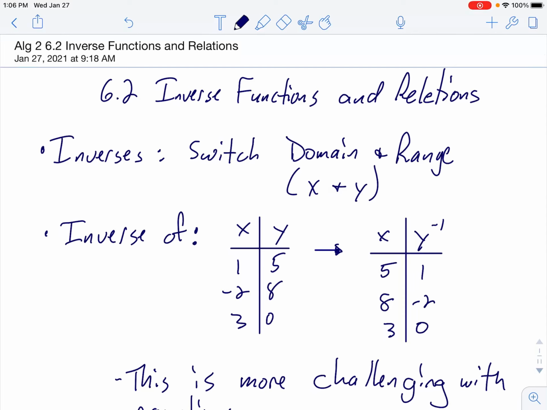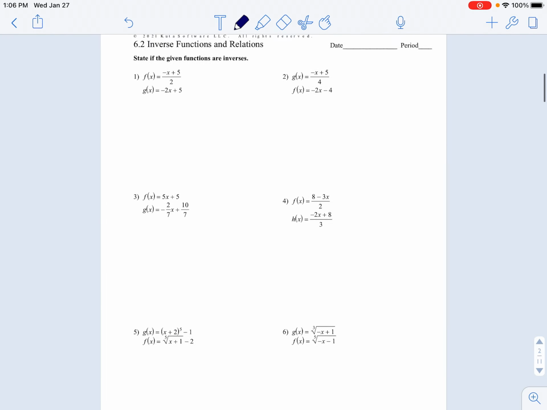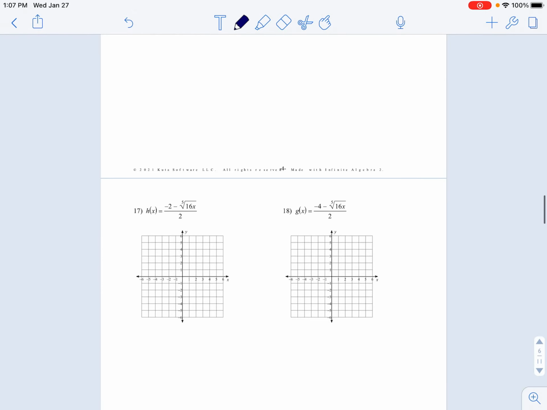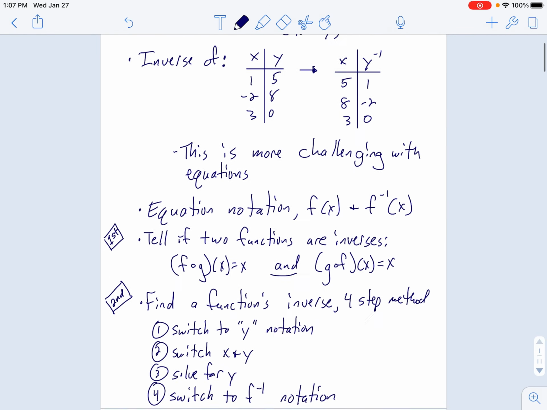Hey everyone, we're doing lesson 6.2 now. It's called Inverse Functions and Relations. This is a lengthy one. I got kind of a lot of notes here, and the assignment isn't super long. It's spread out. There is some graphing. There's a lot to this one. No other way to say it.